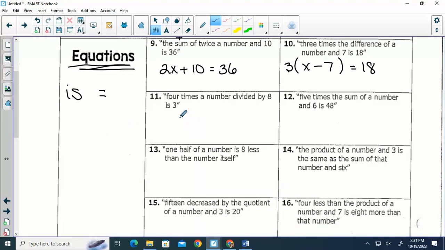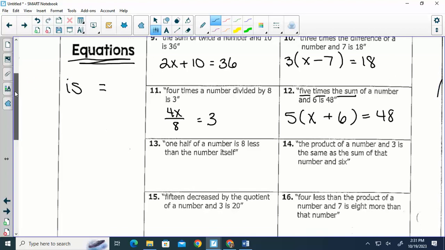Number 11. 4 times a number divided by 8 equals. 5 times the sum. So what am I going to need here? Parentheses, and inside those parentheses we'll be adding a number and 6, x plus 6. Equals. Alright, you guys try 13 through 16 for me.